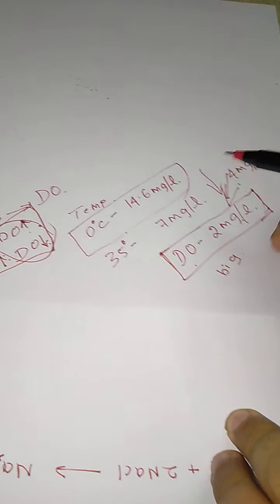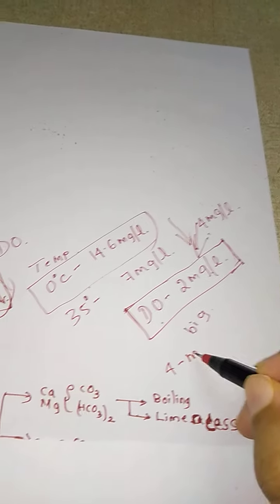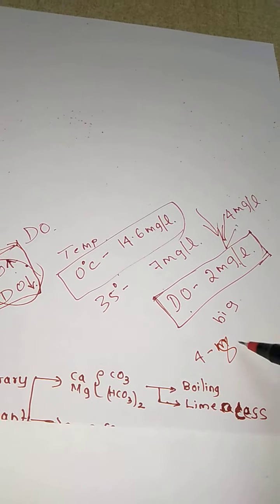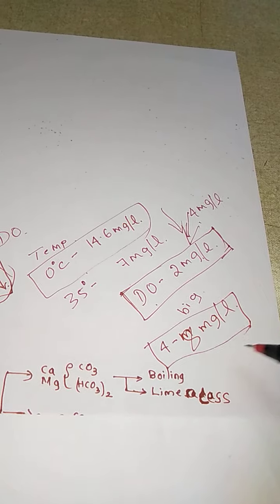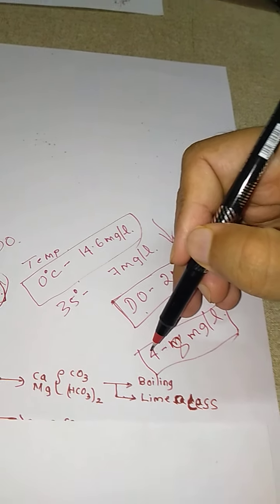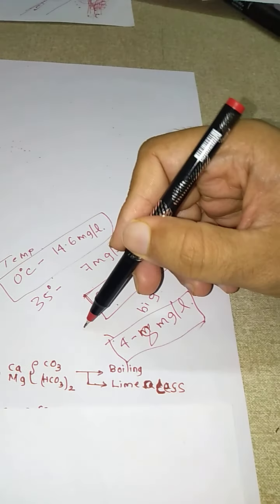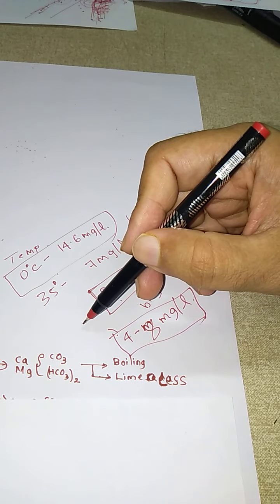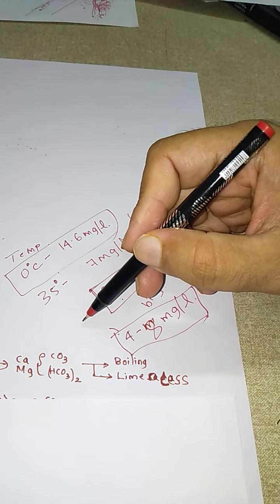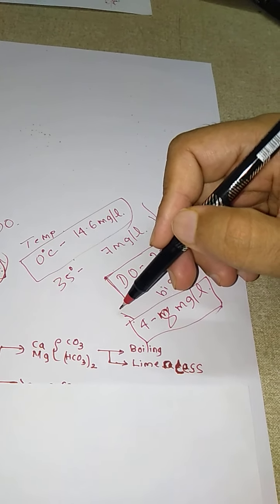Now, DO is needed for the survival of aquatic life, right? For the survival of aquatic life, the DO content should be between 4 and 8 mg per liter. If it goes below 4, the aquatic animals are going to feel the shortage of oxygen, and they may die.